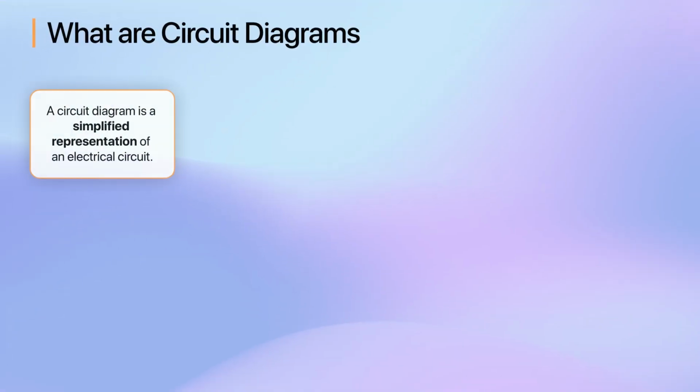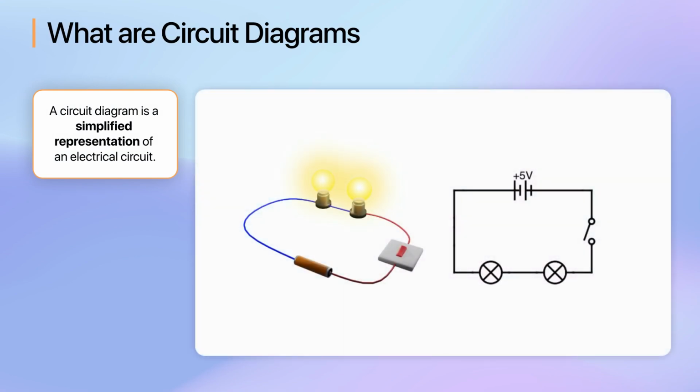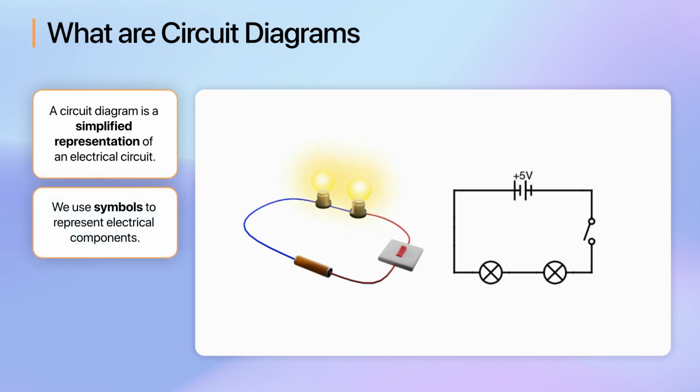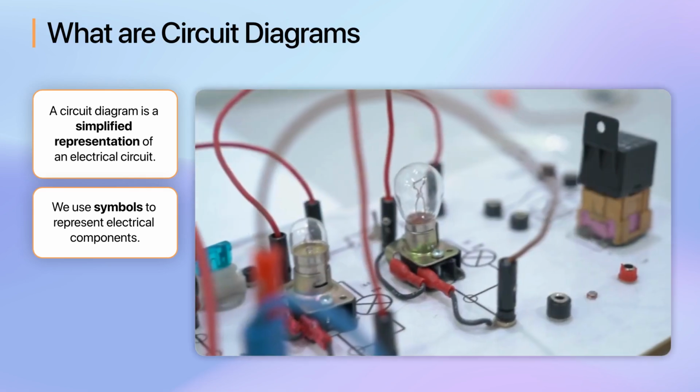A circuit diagram is a simplified representation of an electrical circuit. Instead of showing an actual physical setup with wires and components, we use symbols to represent electrical components. This makes it much easier to visualize and understand the circuit's design and function. Circuit diagrams are invaluable tools in both designing new circuits and troubleshooting existing ones.